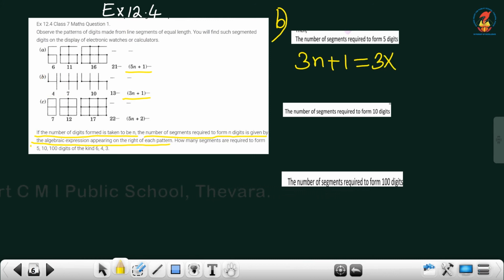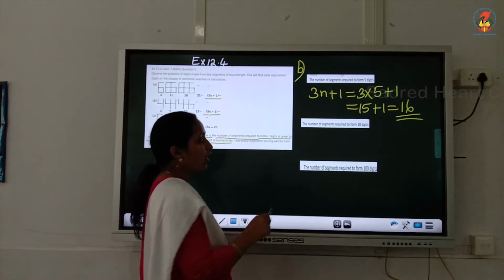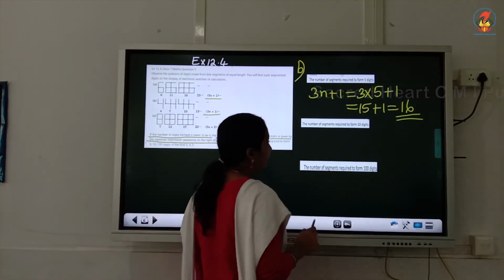That's equal to 3 into 5 plus 1. What is the answer? 15 plus 1 is equal to 16. So what you can say, 16 line segments are required to form 5 digits of the second pattern. Now we have to find how many line segments are required to form 10 digits.